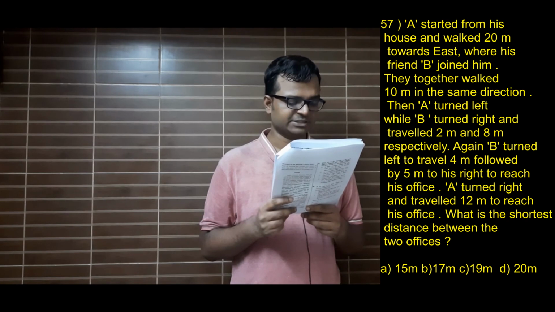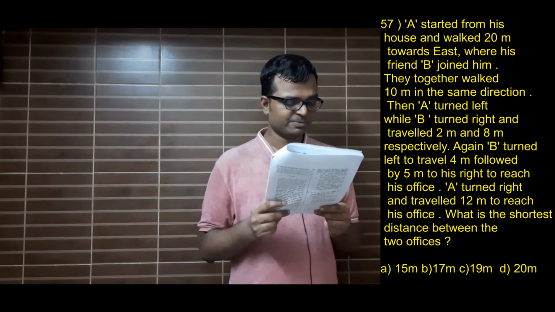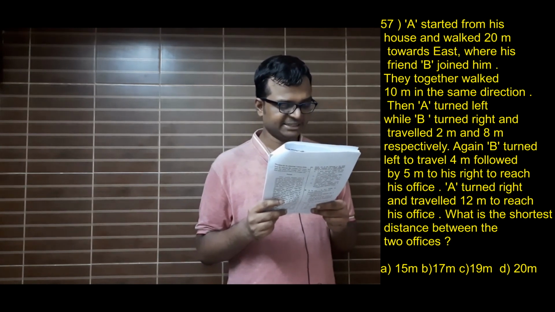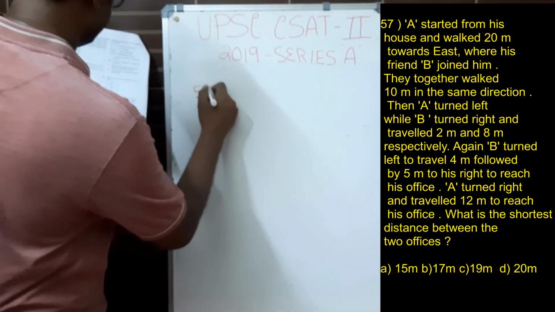In question number 57, we have A who started from his house and walked 20 meters towards the east, where his friend B joined him. They together walked 10 meters in the same direction. Then A turned left while B turned right and traveled 2 meters and 8 meters respectively. Again, B turned left to travel 4 meters, followed by 5 meters to his right to reach his office. A turned right and traveled 12 meters to reach his office. What is the shortest distance between the two offices? Option A 15 meters, option B 17 meters, option C 19 meters, or option D 20 meters. In question number 57, let's work it out.